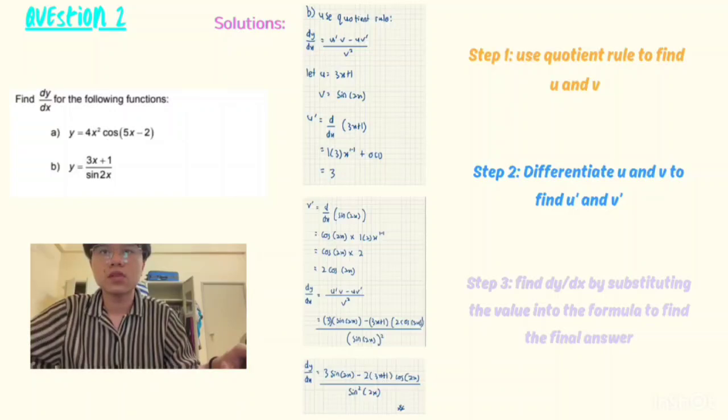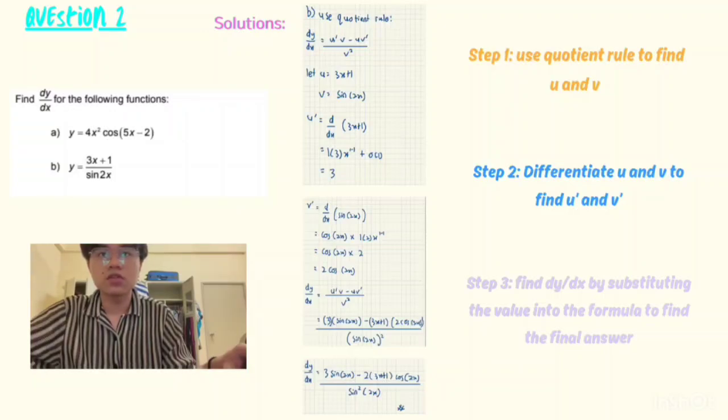over (sine 2x) squared. So I multiply the equation, so you will get dy/dx equal to 3 sine 2x minus 2 multiply with (3x plus 1) and cos 2x over sine squared (2x). So that's the final answer for B.